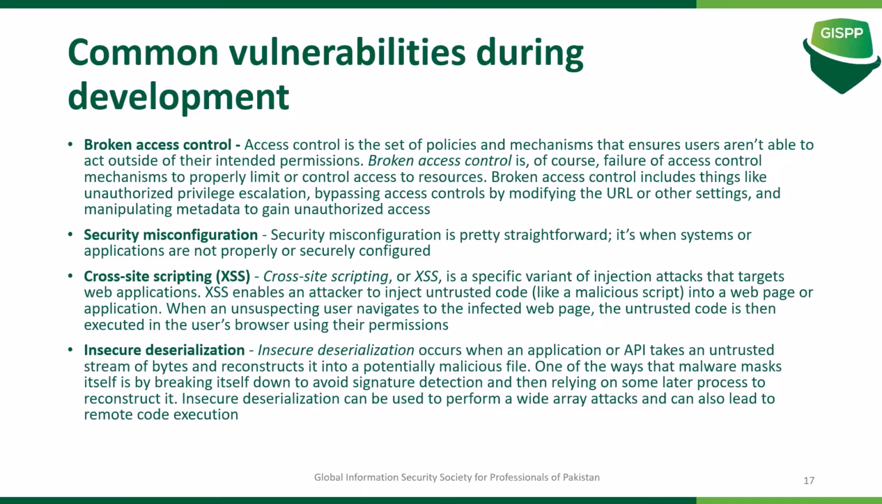Security misconfiguration is pretty straightforward. It's when systems or applications are not properly or securely configured, and that is one of the weaknesses in clouds. The majority of the hacks that happen in the cloud with AWS are because an S3 bucket was not properly set up. Access controls were not there, policies were not there, and data got breached because people who should not have access to that data storage were able to gain access because of misconfiguration.